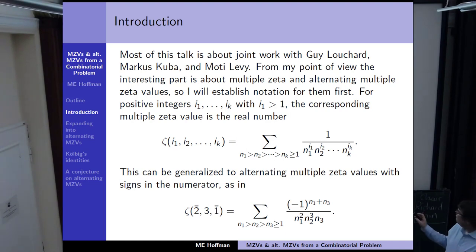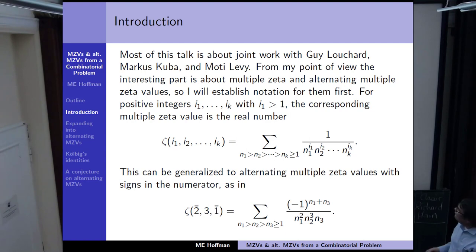And then you can extend this definition a little bit by putting signs in the numerator. So if you put a bar over one of these entries, it means you have a corresponding sign. All right, so these are sometimes called colored multiple zeta values, or I call them alternating ones. They actually, I suppose in some sense, precede the multiple zeta values in the sense that there's already a physics paper from, I think, 1987 or 88 that has one of these in it. Of course, that was before anybody was talking about multiple zeta values. I'm quite sure Euler didn't call them multiple zeta values. I don't know why. They weren't.